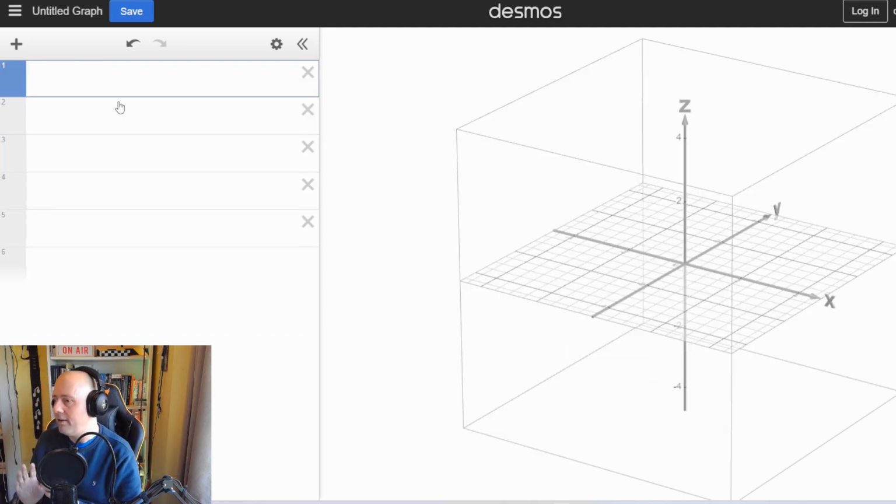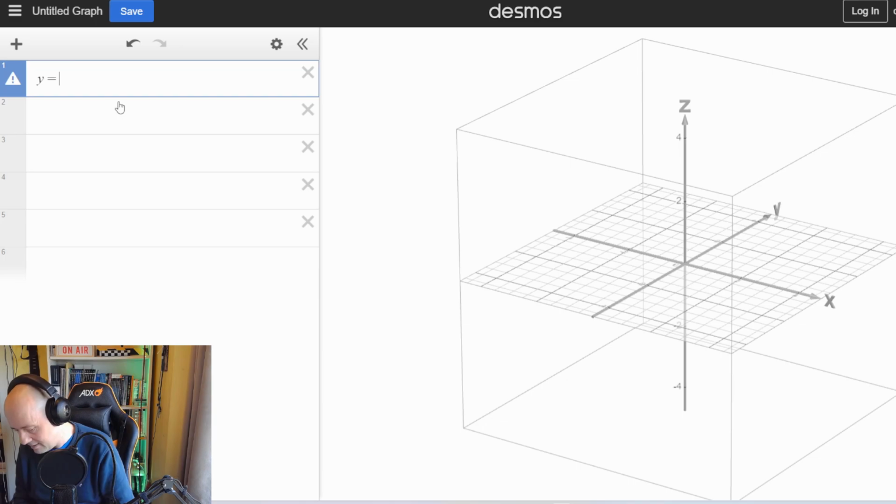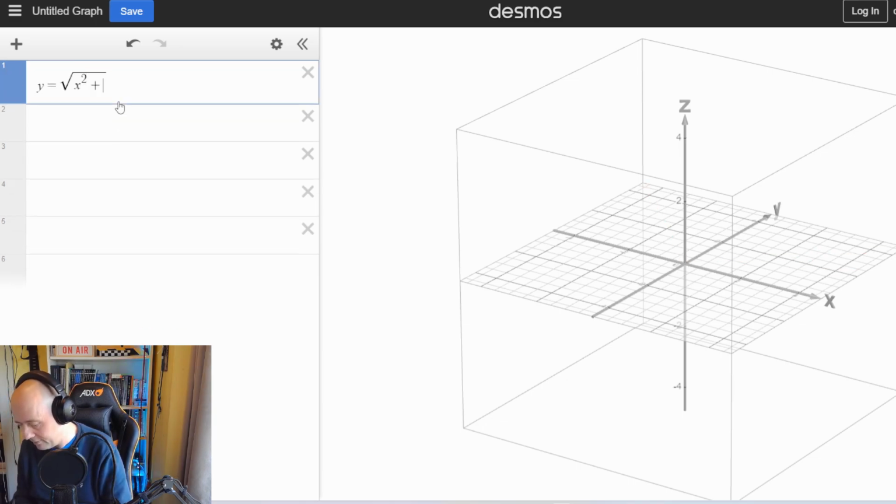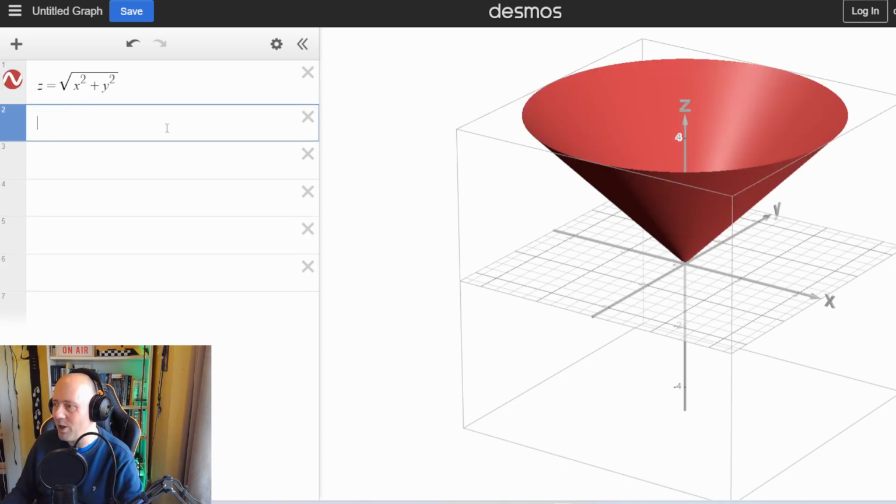The first thing you want is a sine or a cos function that goes out from the center, so distance from the center. So bear in mind that the z value is calculated using x and y. So the distance from the center is going to be something like square root x squared plus y squared. That gives you a cone. The further away you go from the center, the higher the value of z. So that's why it's a cone.